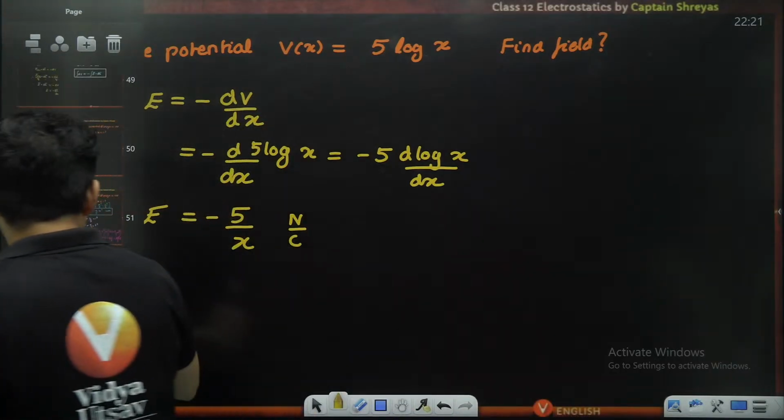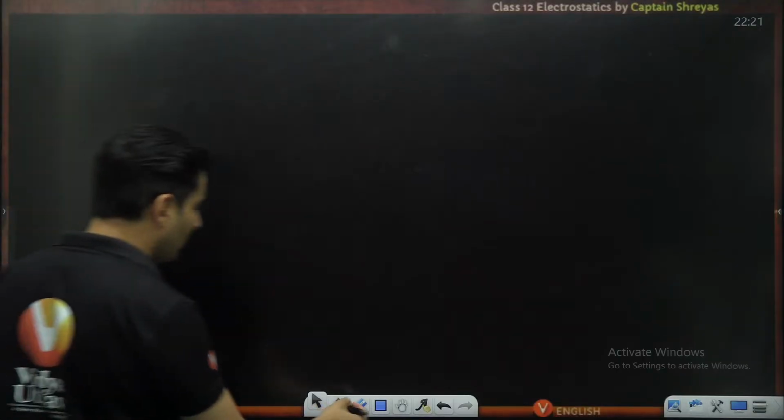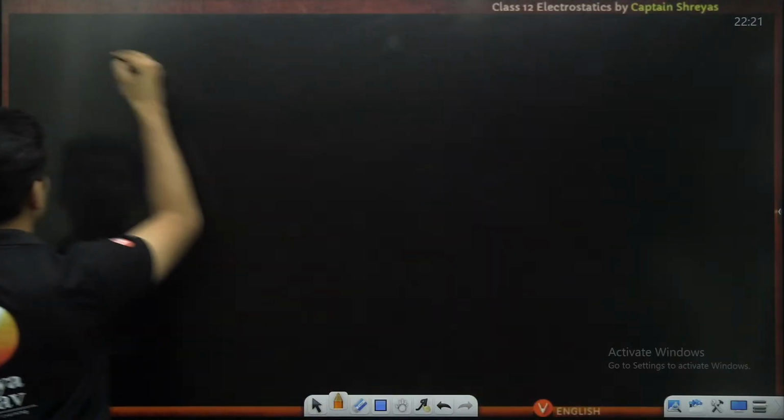But sir, is it necessary it will be only in x equation? What if it is in x and y or something like that? Those kind of questions also can be solved.